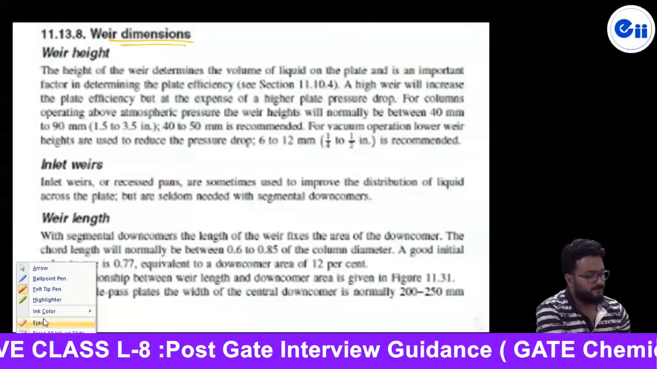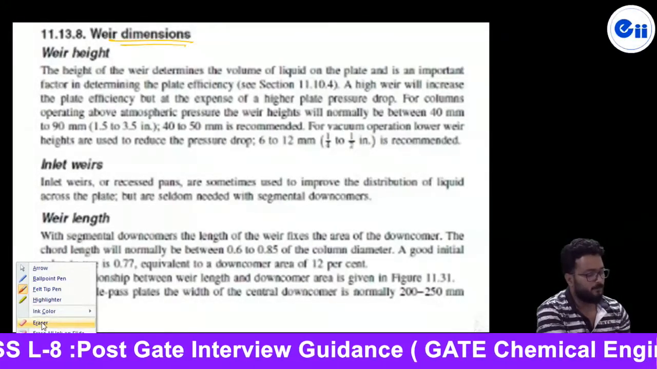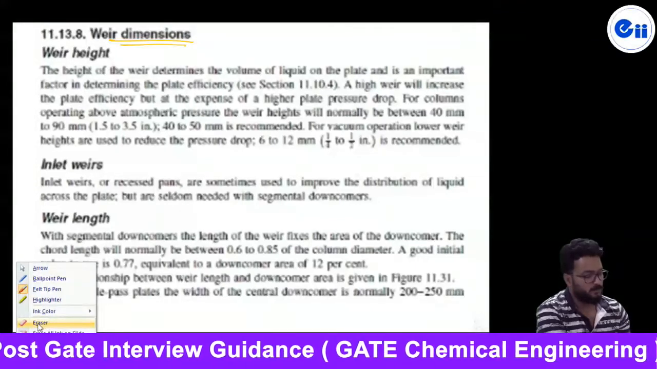Weir dimension, at least we should have some information about the dimension of the weir and weir crest.